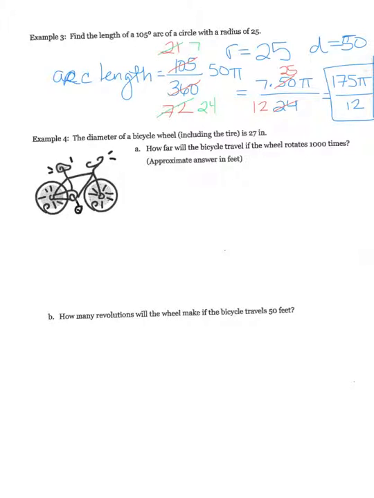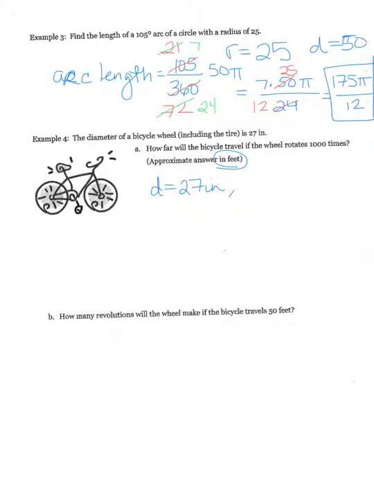Example 4: the diameter of a bicycle wheel, including the tire, is 27 inches. How far will the bicycle travel if the wheel rotates 1,000 times? And approximate your answer in feet. So first, let's write down what we know. We know that the diameter is equal to 27 inches. Well, first of all, they want us to approximate our answer in feet. So let's convert 27 inches to feet.